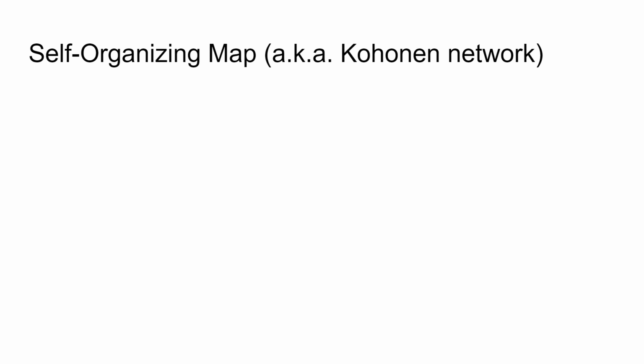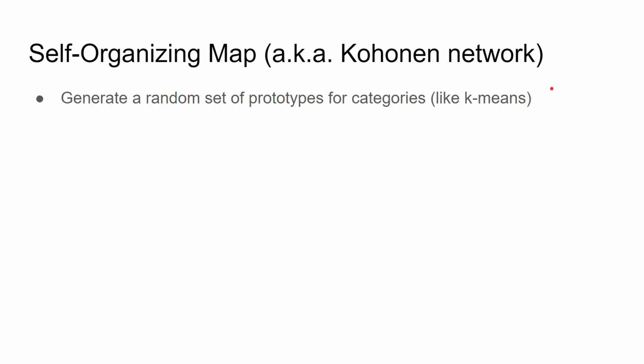So how are we going to do this? Well, we're going to do a variant of the k-means. This is called a self-organizing map, also sometimes called a Kohonen network. We're going to start exactly like k-means. We're going to choose a random set of prototypes for categories. We're probably going to choose a lot more categories, a fairly large number of them.